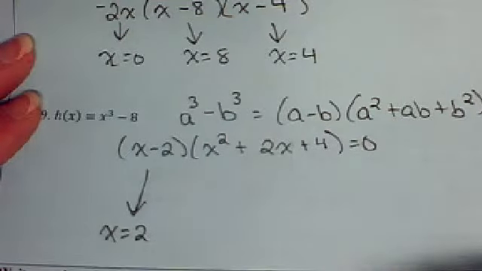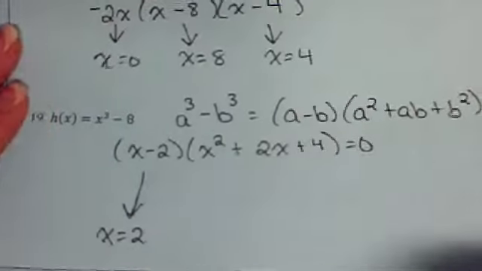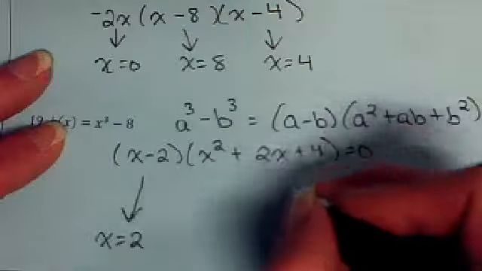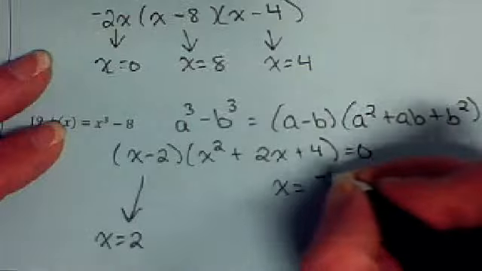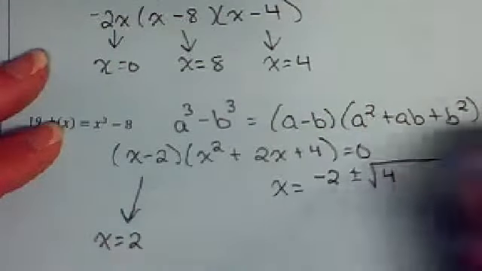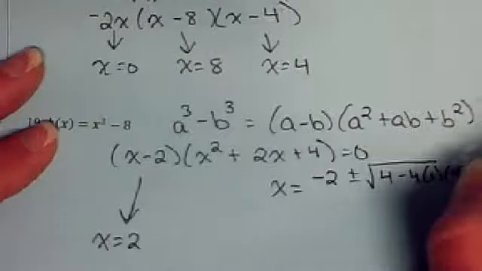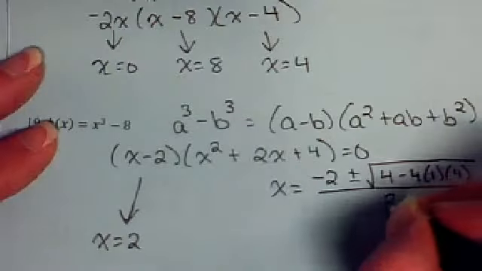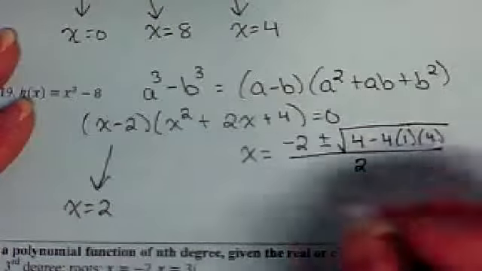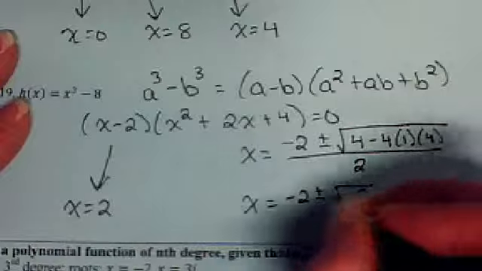You have two ways to do that. You can either use the quadratic formula, or you can do completing the square. I'm going to do the quadratic formula. X equals negative b plus or minus square root of b squared, that'd be a 2, minus 4 times a times c, all over 2 times a. That's going to give me a 16. So 4 minus 16 is going to give me a negative 12.